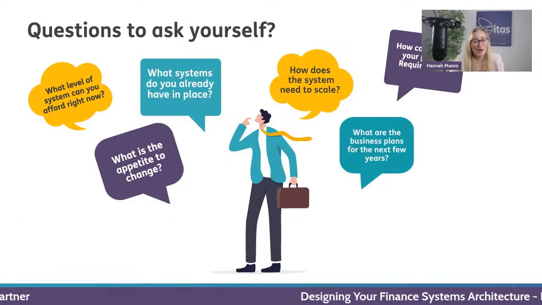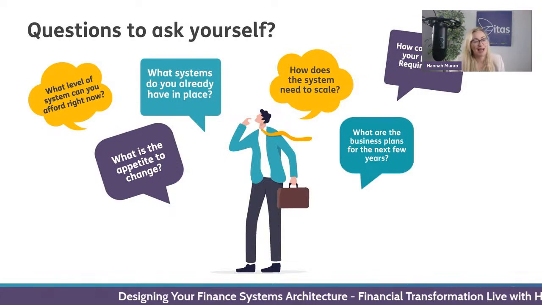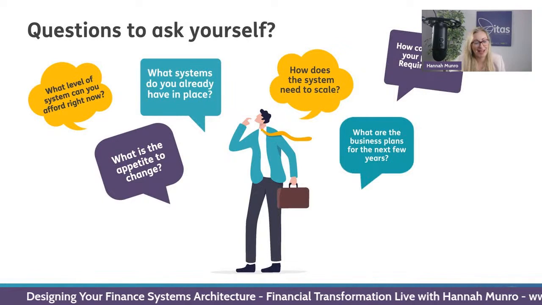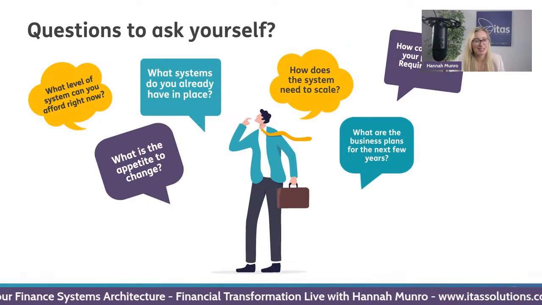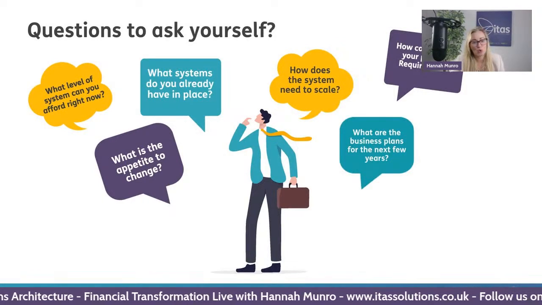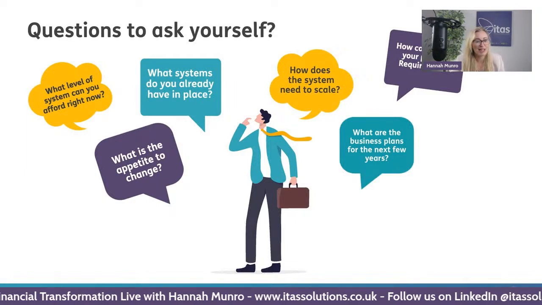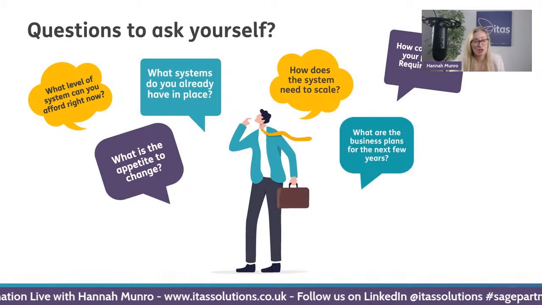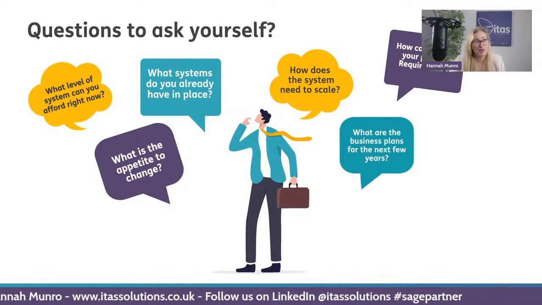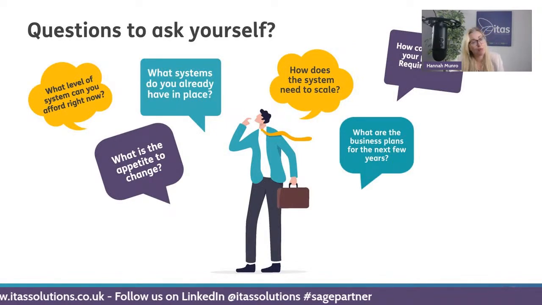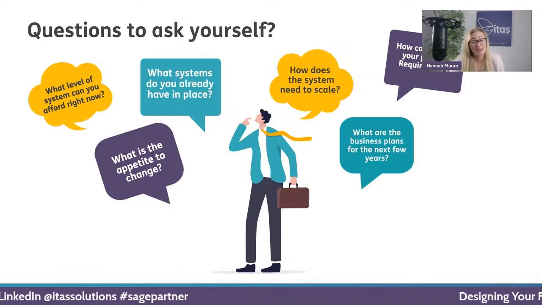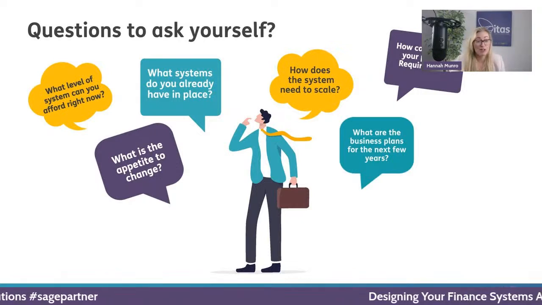Okay, so questions you should be asking yourself. What level of system can I afford right now? And I think that's really, really important. You might want to take the best of breed approach because it's going to give you that flexibility moving forwards, but your budget may not be in a place where that can be supported. So you might need to evaluate the more traditional ERP approach.